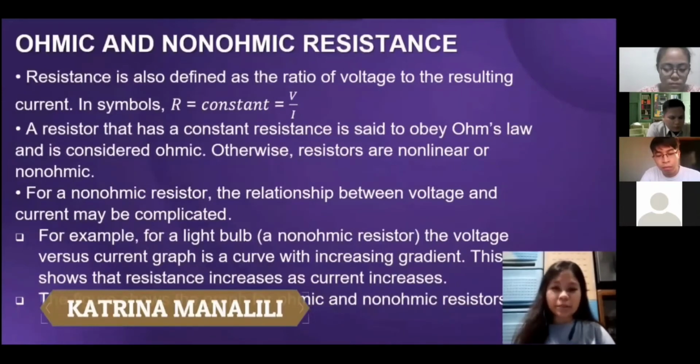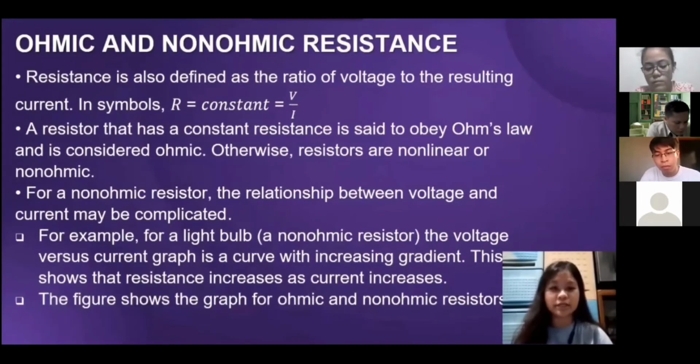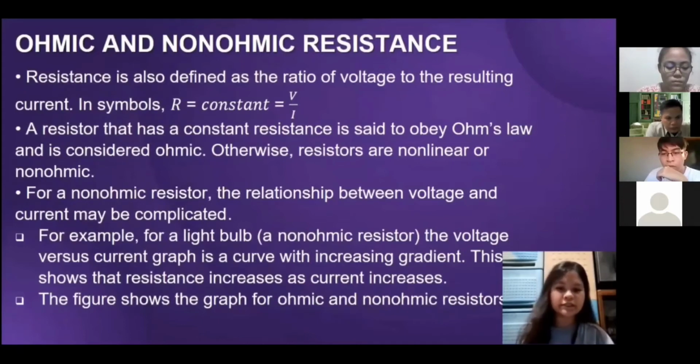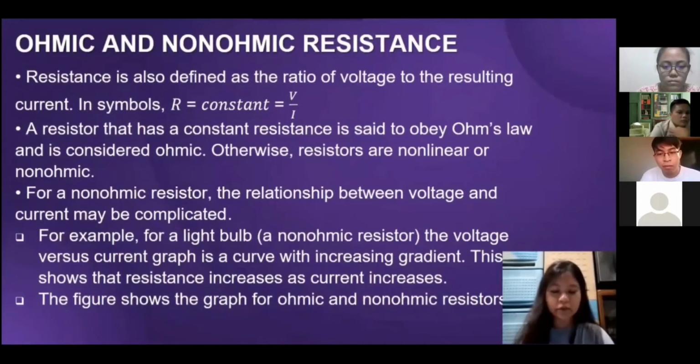Hi everyone! For the next topic, it is going to be ohmic and non-ohmic resistance. Resistance is also defined as the ratio of voltage to the resulting current. In symbols, R is equal to a constant, which is equal to V over I. A resistor that has a constant resistance is said to obey Ohm's law and it is considered ohmic. Otherwise, resistors are nonlinear or non-ohmic.